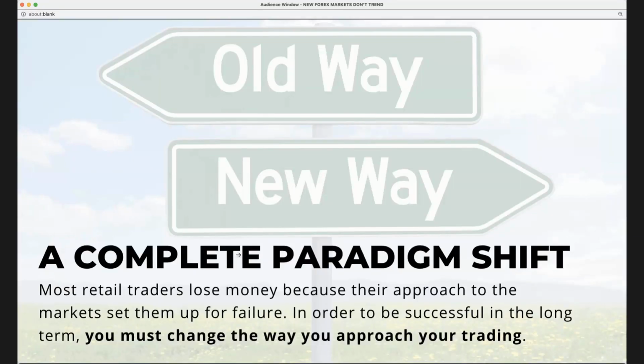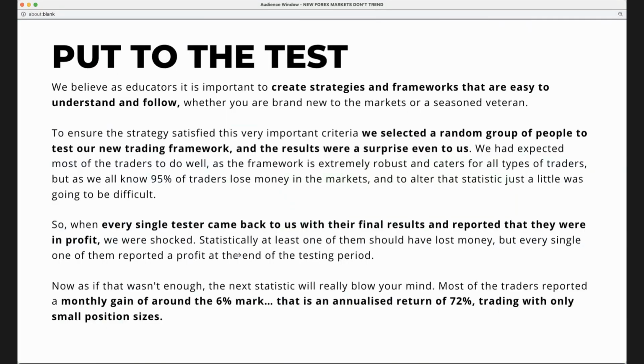So what you need for this, and to be able to be successful, is you need to have a complete paradigm shift. Most retail traders lose money because their approach to the market sets them up for failure. In order to be successful in the long run, you have to change the way that you approach your trading. That's what I'm going to teach you today.